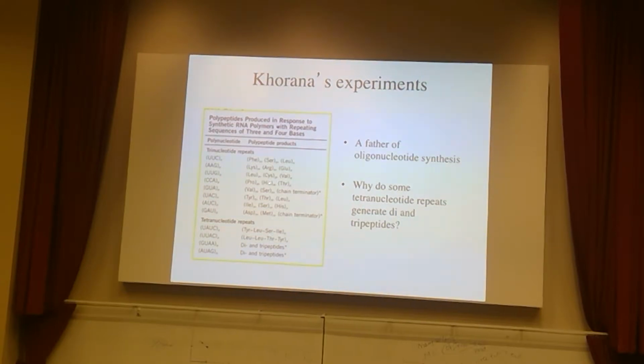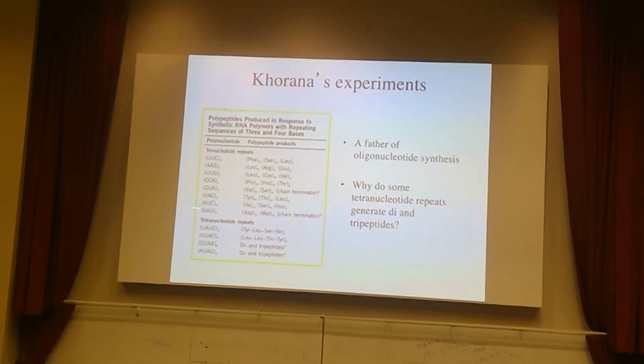In some cases, he's making 3 different products. In other cases, he's making 2 different products. He also was able to make tetranucleotide repeats, right? So UAUC repeated over and over again. Obviously, this can be read out in different reading frames.